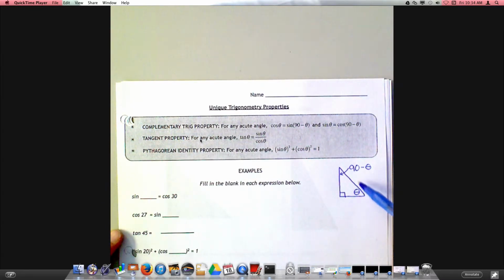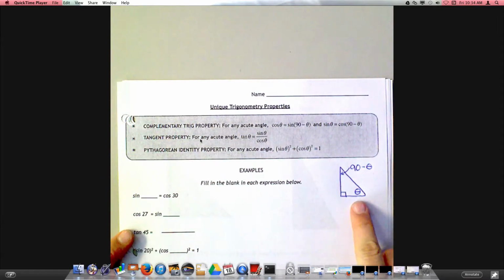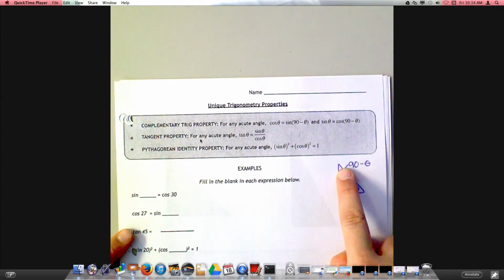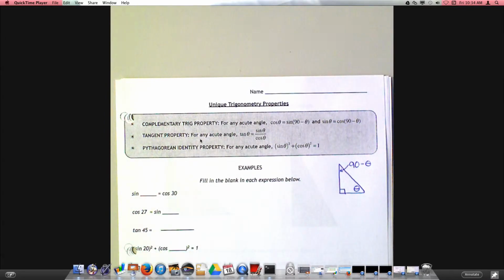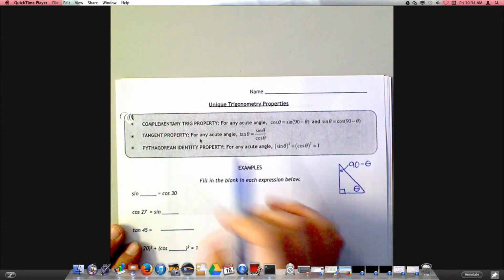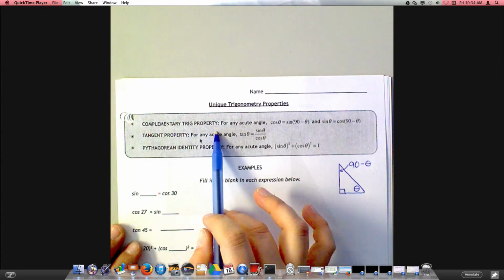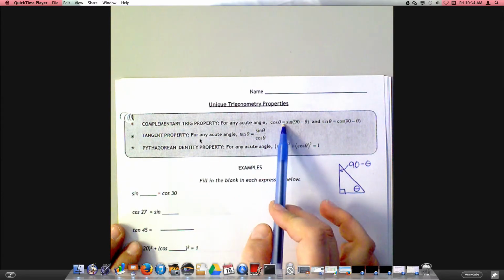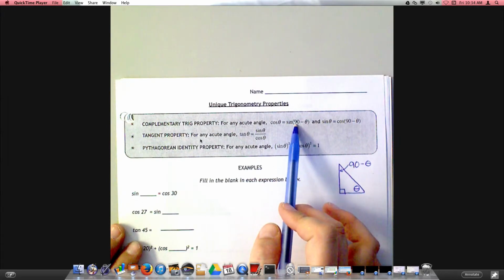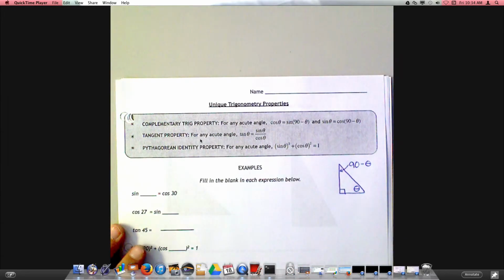So they could be any other combination that makes up 90. So when you see these things written, when you see theta and 90 minus theta, all that's talking about is the two angles in a right triangle. Because if you call one theta, the other one would be 90 minus theta. So when you look at this first property, the complementary trig property, it says the cosine of the angle is equal to sine of the other angle. Isn't that what you found in that table? Did you find that the cosine of one matched the sine of the other?